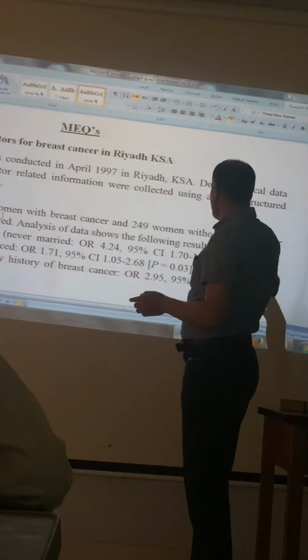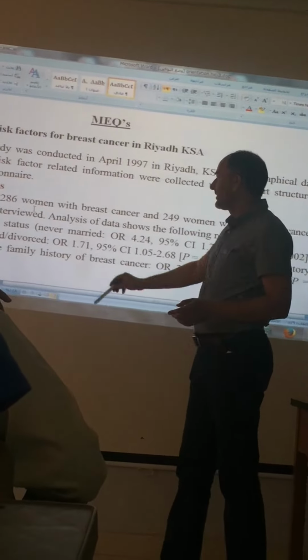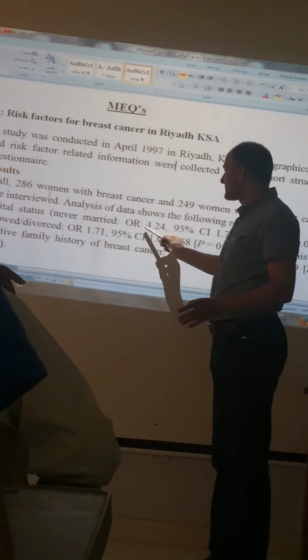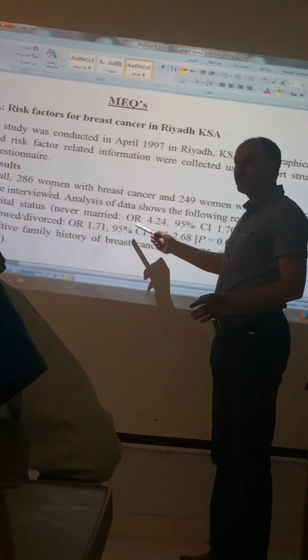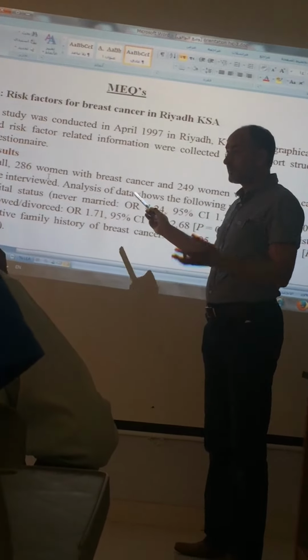Then analysis of the data showed the following results. Marital status, never married, who are not married, odds ratio of 4.24. So it's given here. Then it's odds ratio. What from the study do you get the odds ratio?